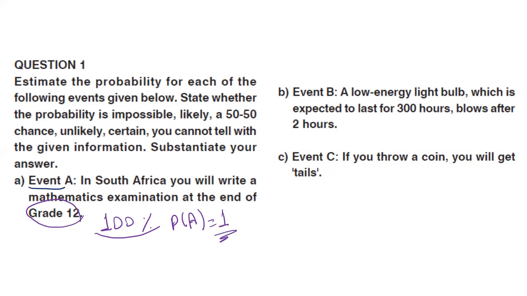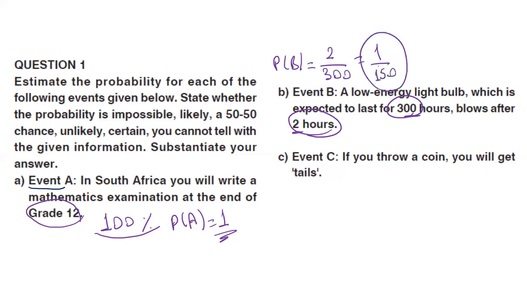And for this one, event B, a low energy light bulb, which is expected to last for 300 hours, blows after 2 hours. See, all information is given. Probability of something was favorable outcome, what the question is asking you, over total. So now let's say probability of B. What is the question asking you? For 2 hours. See, favorable outcome, 2 over total, 300 hours, is going to be 1 over 150.